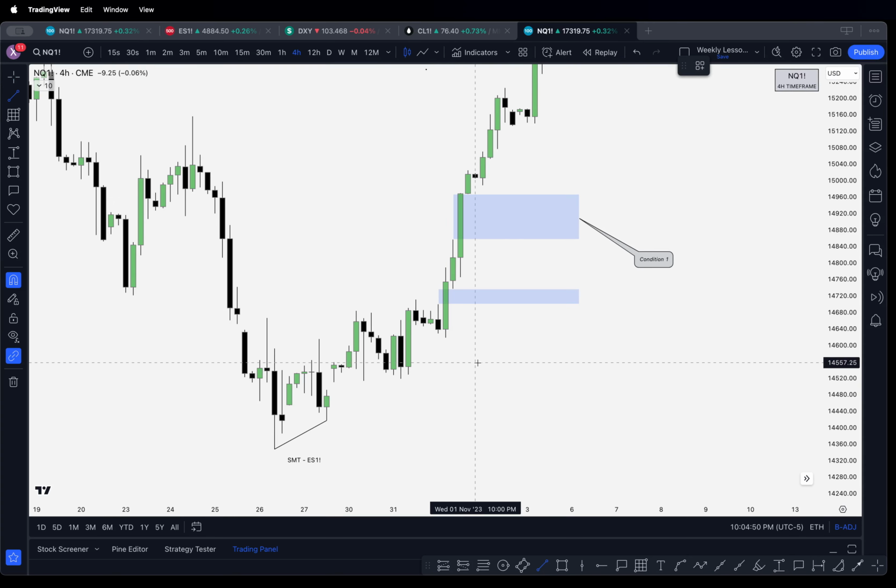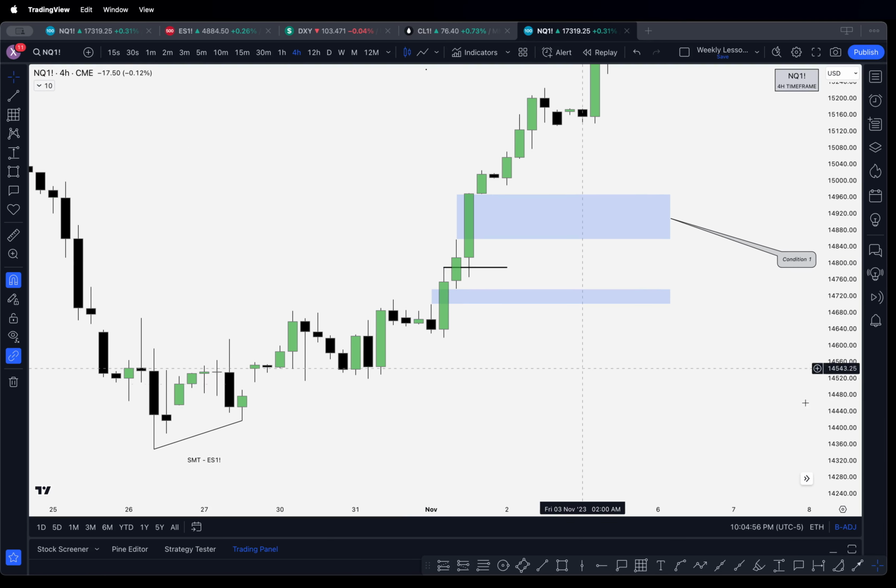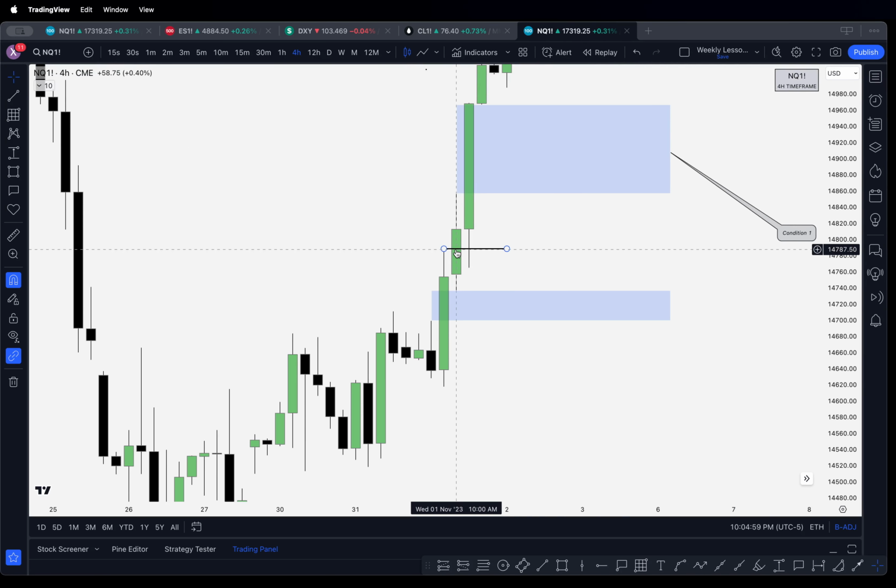Remember, 1, 2, 3. Does the third candle close above the second high? Yeah, it does. So what did you just recognize? What condition is that? That's the third condition.